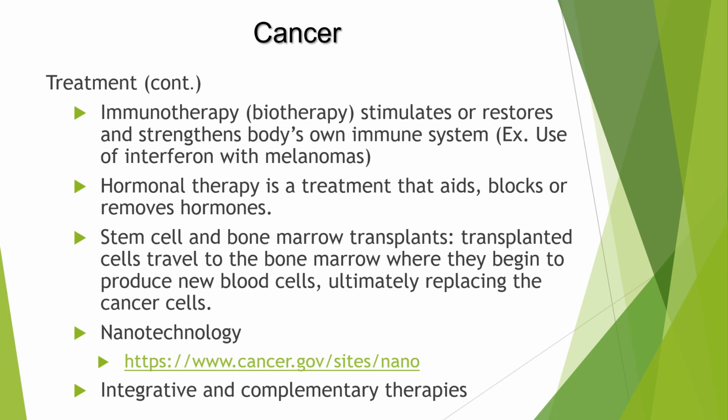More on treatments. Immunotherapy, or biotherapy, stimulates or restores and strengthens a body's own immune system. An example here would be the use of interferons with melanomas. Hormonal therapy is a treatment that aids, blocks, or removes hormones that may be feeding cancer cells. Stem and bone marrow transplants can do wonders. These transplanted cells travel to the bone marrow of the infected patient, where they begin to produce new blood cells, ultimately replacing the cancer cells.